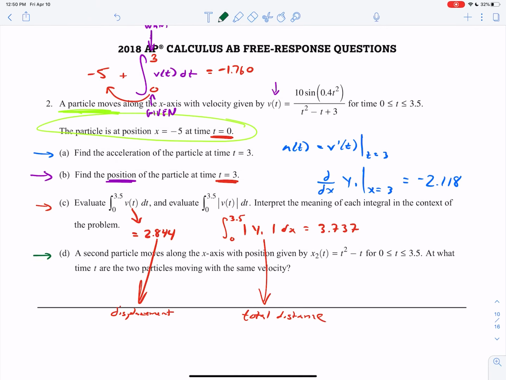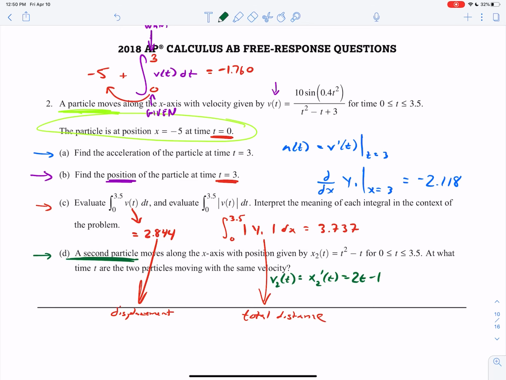Okay, here's the last one. Part D, a second particle moves along the x-axis with position x sub 2 of t. Okay, so we're talking about a completely separate particle here. Okay, at what time t are the two particles moving with the same velocity? Okay, so with the same velocity, meaning the velocities are equal. Okay, so x sub 2 of t is position here, so the derivative of x sub 2 of t is going to be 2t minus 1. This right here is our velocity of our second particle.